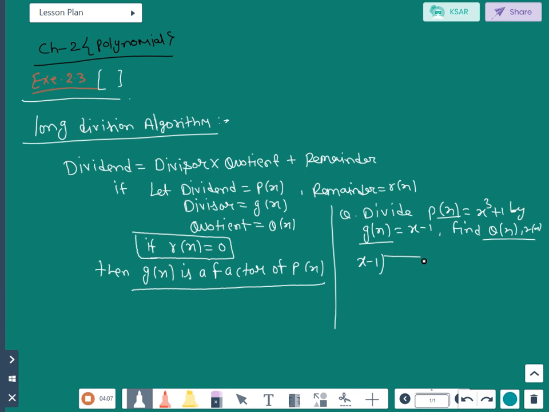x minus 1, x cube plus 1. Simple division you have already performed. After that students, what is the first term of the dividend? x cube. What is the first term of the divisor? x. So now we will divide the first term of the dividend by the first term of the divisor. Divide, students. x cube divided by x power 1. x power 3 minus 1 is equal to x power 2. So here we will write down x square.